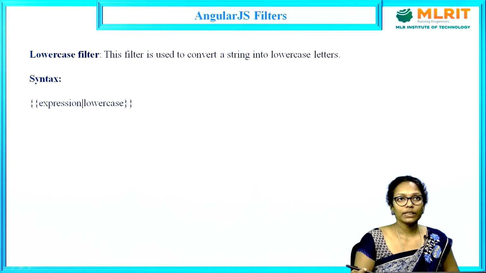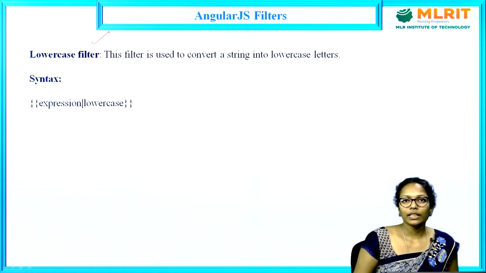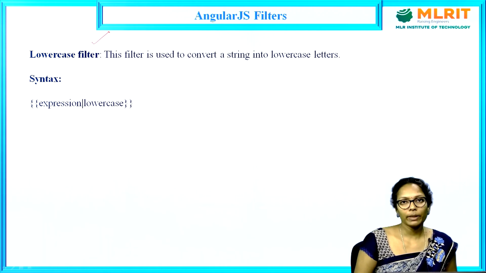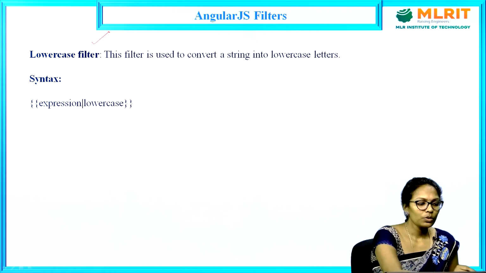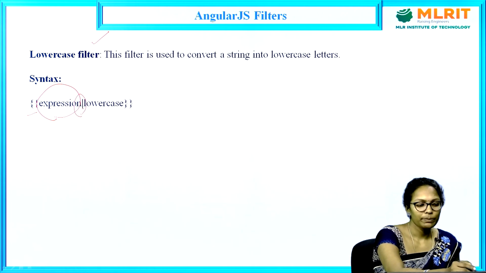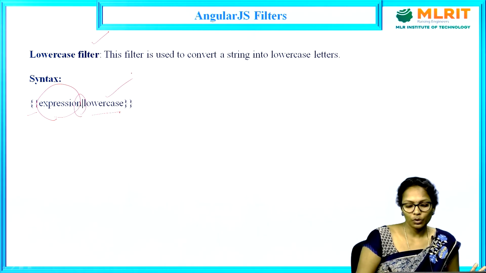So the next filter is the lowercase filter. The name itself tells that if you have any uppercase letters in your text, they will be converted into lowercase. Coming to the syntax, within the curly braces you give the expression for which you want to apply the filter, followed by the pipe symbol, and then the type of filter you are using, lowercase. That's all, we don't need to specify any parameters, because I just want to convert this into lowercase.